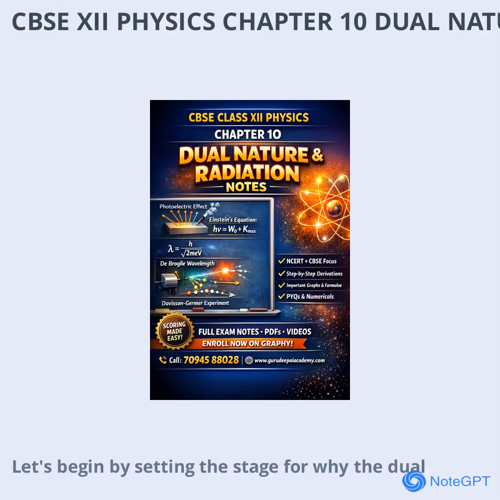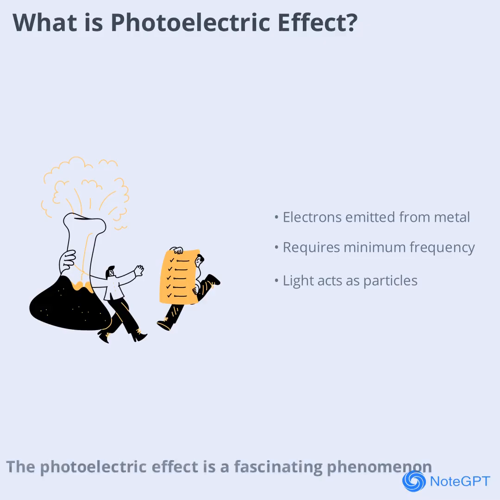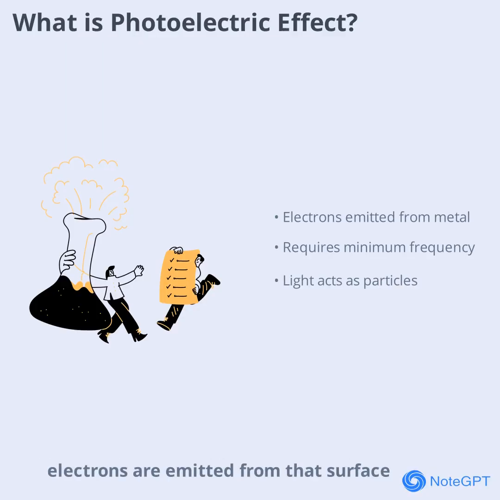Let's begin by setting the stage for why the dual nature of radiation and matter is so significant in physics. The photoelectric effect is a fascinating phenomenon that changed our understanding of light and matter. When electromagnetic radiation of a certain minimum frequency shines on a metal surface, electrons are emitted from that surface.